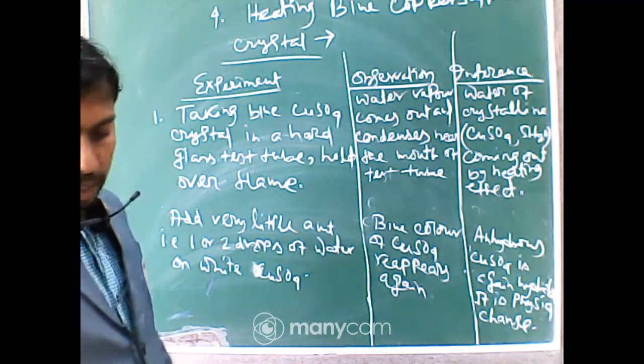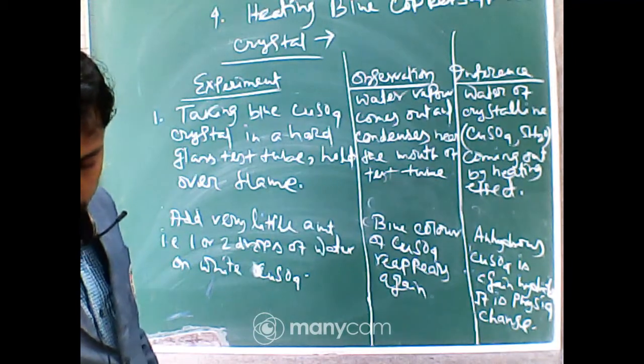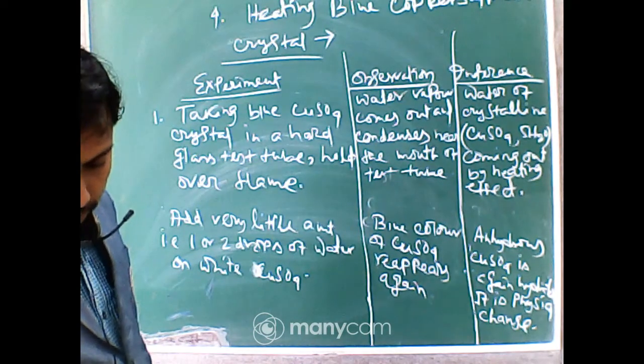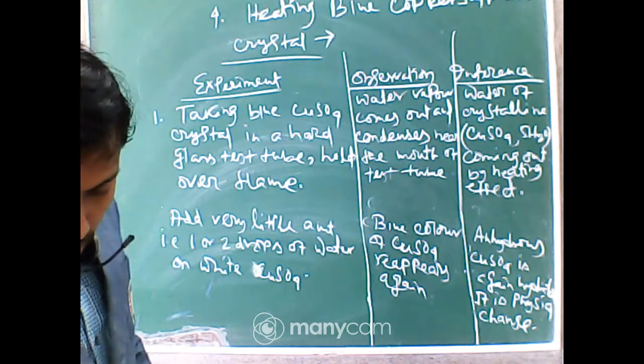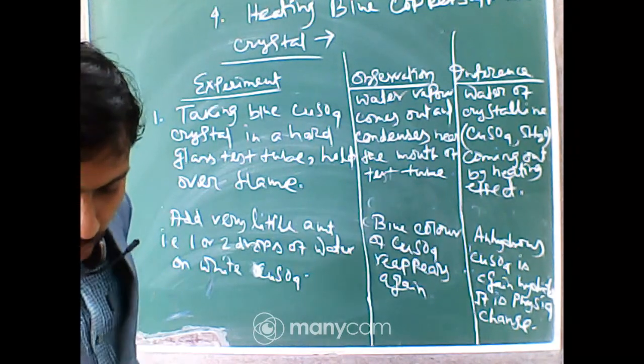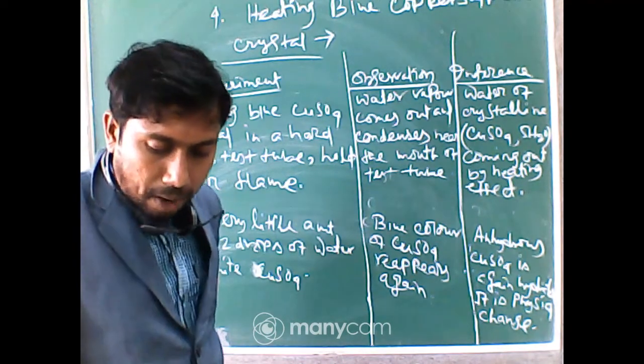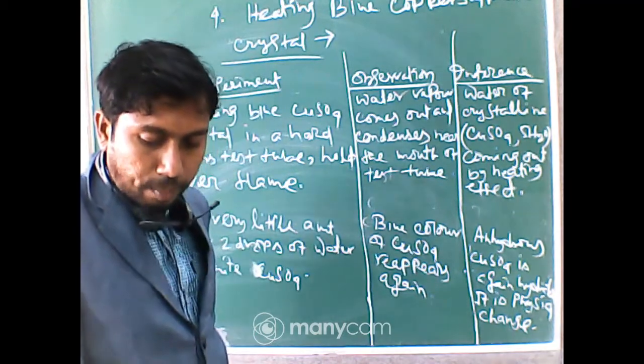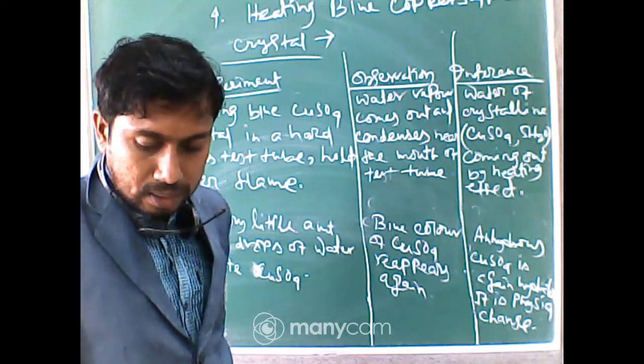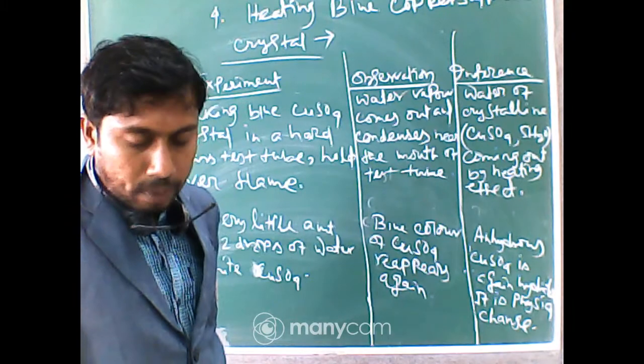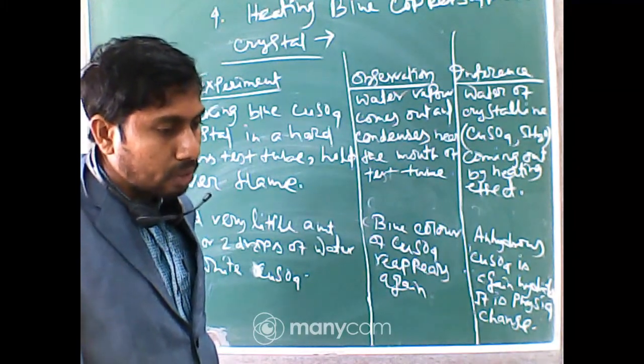So this is experiment number 4. Okay, so just look at the titles. Iron with copper sulfate completed. Burning of magnesium ribbon in air completed. Zinc with dilute sulfuric acid completed. Heating of copper sulfate, this was just completed.